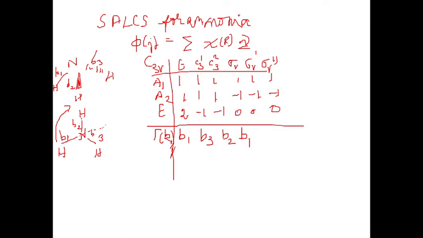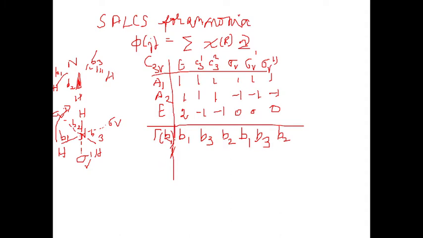And when I am going to do sigma V prime, so this is sigma V while this is sigma V prime, what happens? My B1 is going to B3 and B3 is going to B1 position. So it's going to be B3. And when I am going to do my sigma V double prime, what's going to happen? My B1 is going to B2 position and B2 will be coming to B1. So it is B2. So on undergoing these symmetry operations, my B1 is becoming like this.